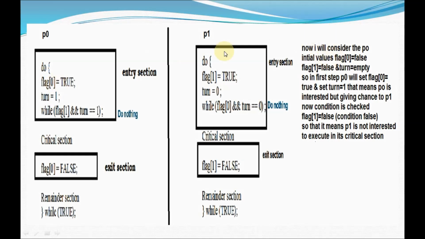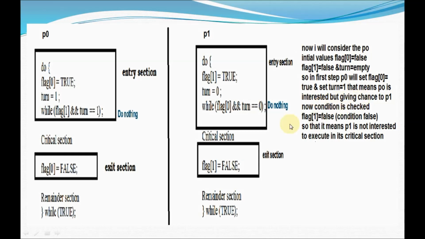Initially, I will consider the initial values, and I will start from process P0. You can see flag 0 is false, flag 1 is also false, and turn is empty. These are the initial values. First, P0 will set flag 0 to true and set turn equal to 1. Flag 0 equal to true means P0 is interested to enter the critical section, but it changed the turn to 1, meaning P0 is interested but giving the chance to P1.